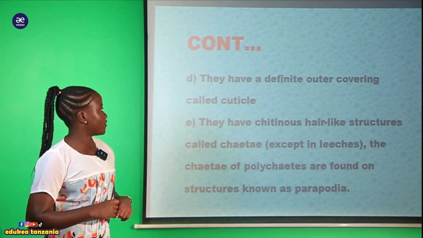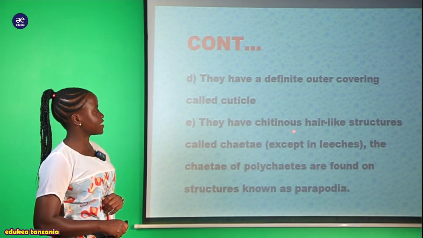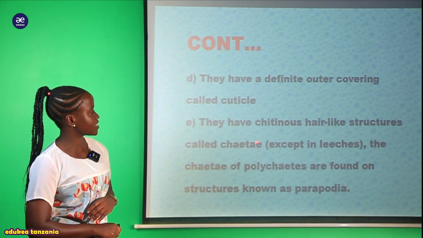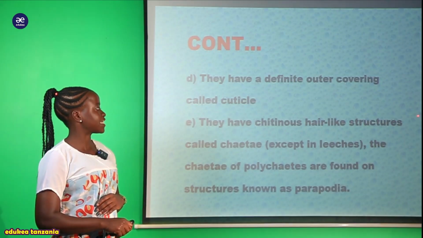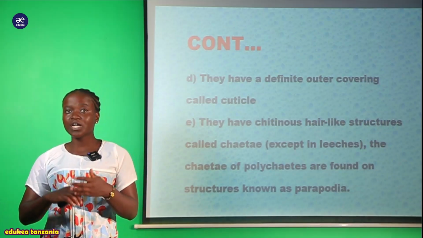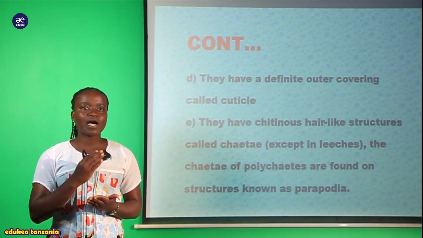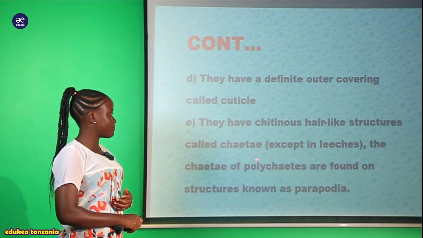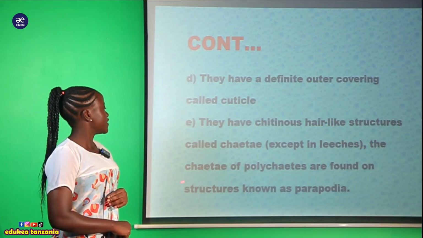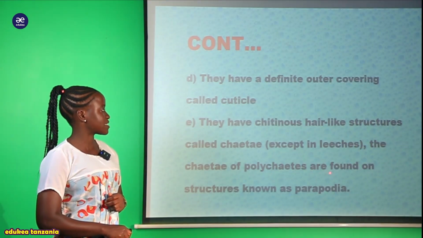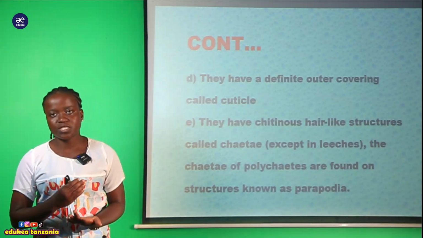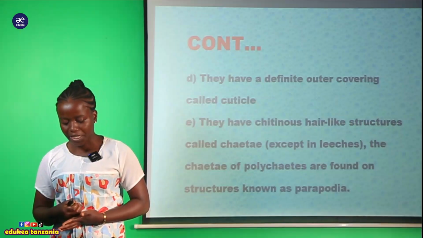And another thing here, we can say that these organisms have chitinous hair-like structures called the chaetae, except in the leeches. So all organisms found within Annelida have these chitinous hair-like structures which we call chaetae, except the organism called leeches, which does not have them. The chaetae of polychaetes are found on the structure known as parapodia. So those chaetae are found on the structure called parapodia.